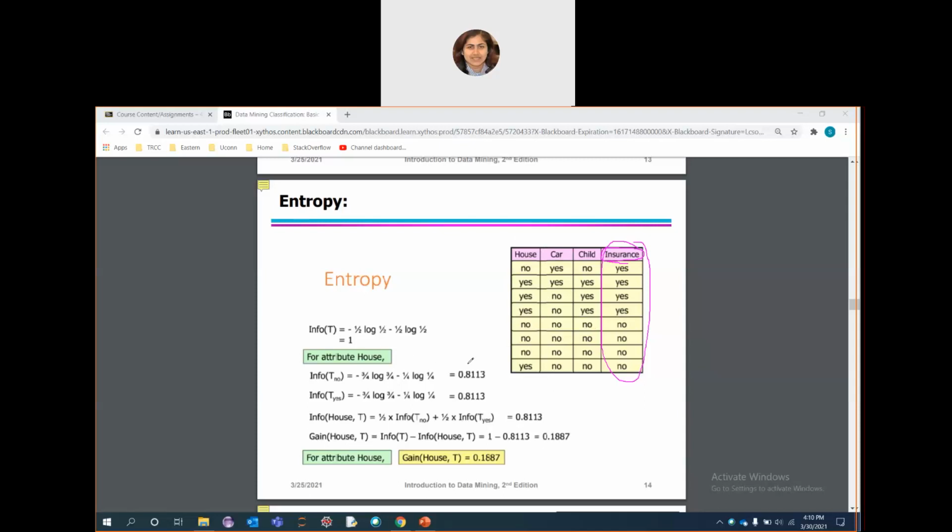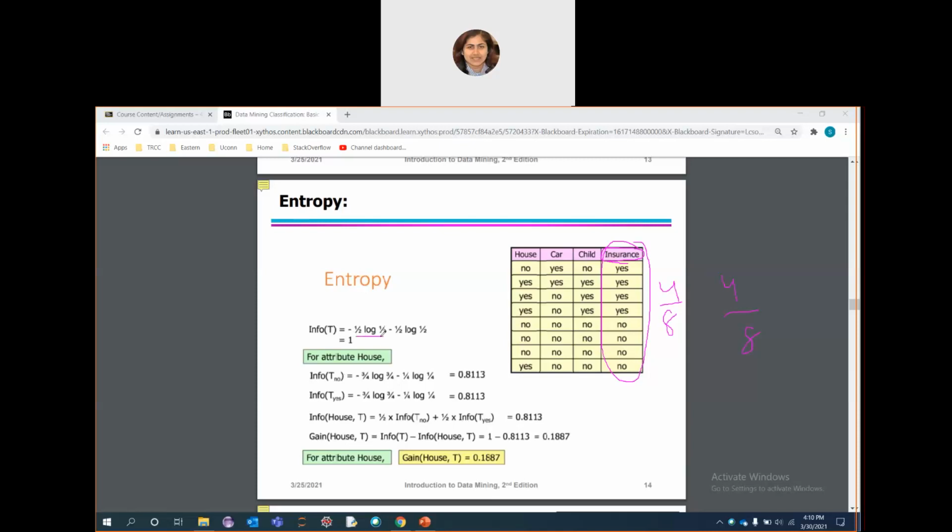So let's see that example. First, we need to find out what is the overall entropy of the given data set. So how do you infer that? For that, we need to consider this insurance attribute, and here you need to find out how many total instances are there. Total 8, and out of 8, how many are yes? 4 of them are yes and 4 of them are no.